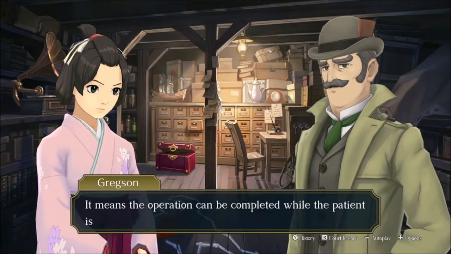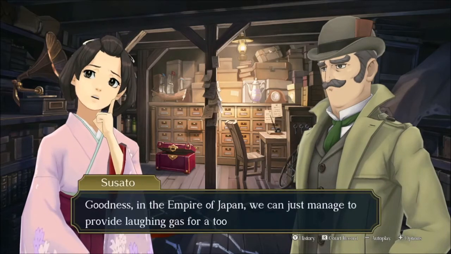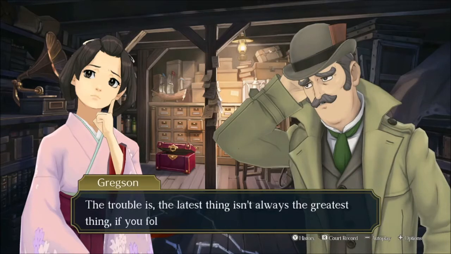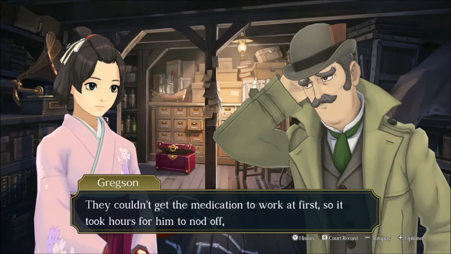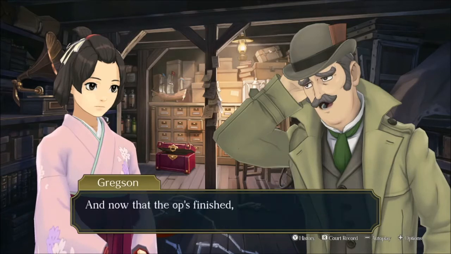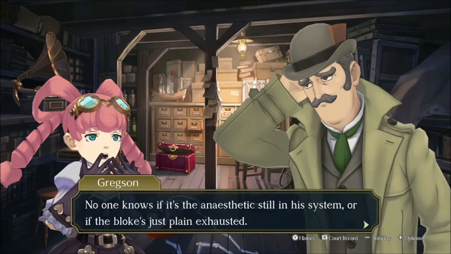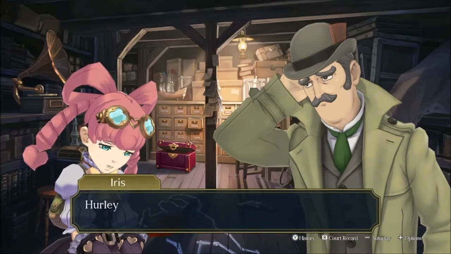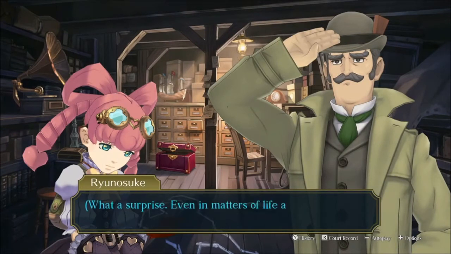So what does that mean? So it knocks the patient unconscious. Could this be related to Gina being found unconscious at the crime scene here? And they couldn't get the dosage correct, so it took hours before he fell asleep, and now he won't wake up. Poor Sherlock Holmes. So he's not going to wake up until tomorrow, huh? Great, he won't wake up until the trial.